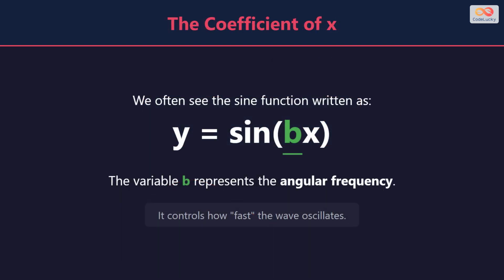However, equations often look a bit more complex. You might see y equals sine of b times x here. The variable b represents the angular frequency. This number is crucial because it controls how fast the wave oscillates. It acts as a speed multiplier for the angle.